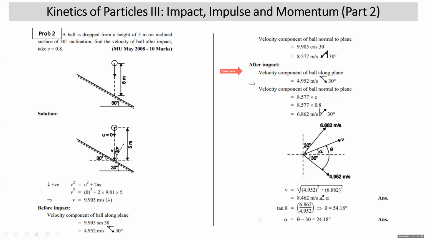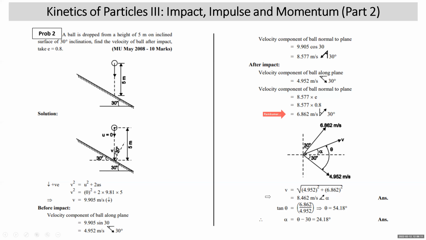Now, after impact, which component remains same? Along the plane remains same, 4.952 meter per second, and the plane is making 30 degree with horizontal. The velocity component normal to the plane will change by e times, and the direction will be absolutely reversed. 8.577 into e, which is 0.8, you get 6.862 meter per second. This is 30 degree with the vertical. Before impact it will be this way; after the impact, the normal component will be exactly in the opposite direction.